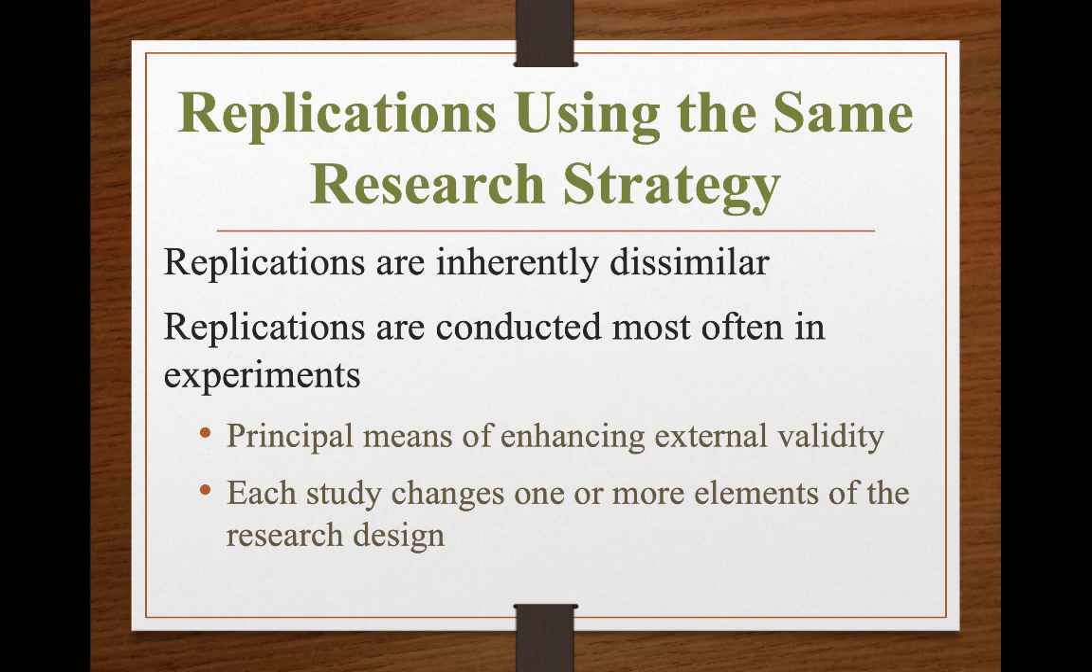And also, replications are conducted most often in experiments, like I mentioned before, because that's the principal means of enhancing external validity, right? And each study changes one or more elements of the research design. So again, remember, going back to experimental methods a million years ago, experimental methods are kind of pure because they're trying to measure the basic relationship between specific variables in a lab setting where they can control those relationships, right? But again, each study changes one or more elements of the research design, meaning you're going to have different participants. That can change what results you have, right?